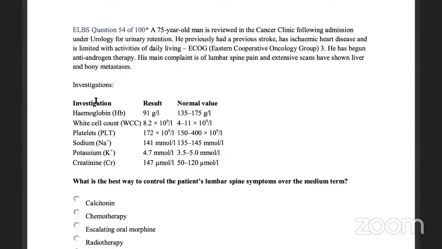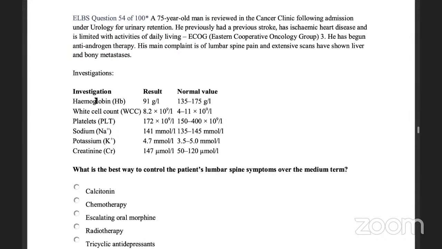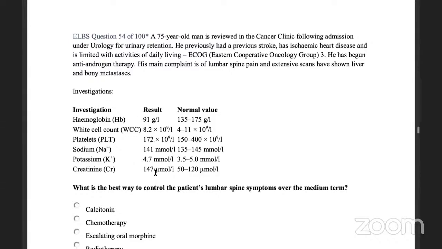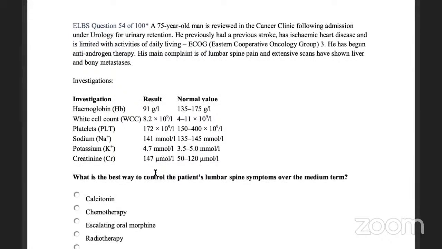What is the best way to control the patient's spine symptoms over the medium term? A 75-year-old man is reviewed in the cancer clinic following an admission under urology for urinary retention. Previously he had a stroke and ischemic heart disease and is limited in activities of daily living, so Eastern Cooperative Oncology Group 3. He has begun anti-androgen therapy. His main complaint is lumbar spine pain, and the scan shows liver and bony mets. Hemoglobin is low and creatinine is 140. What is the best way to control his lumbar spine symptoms in the medium term?